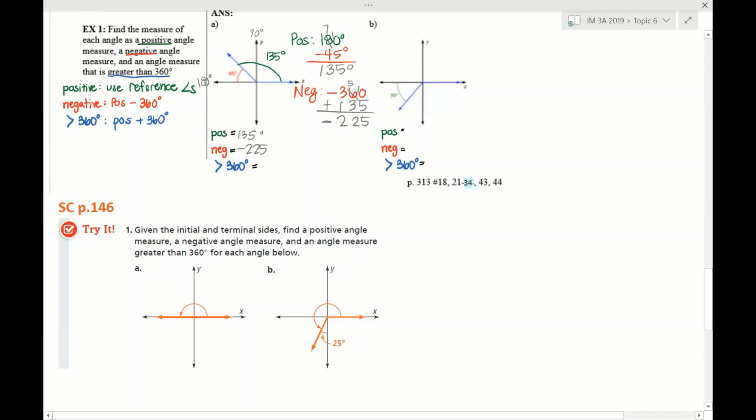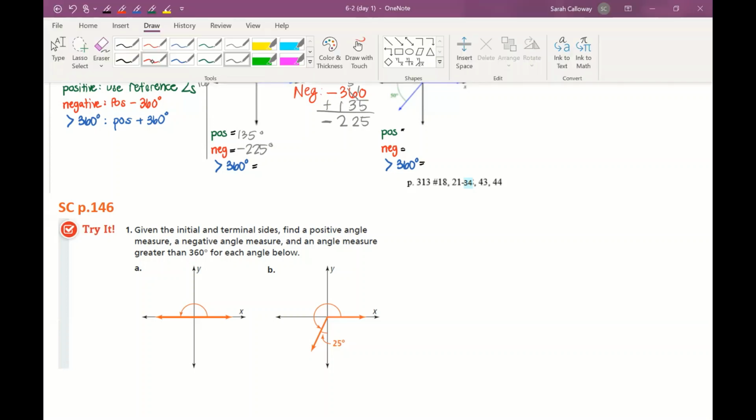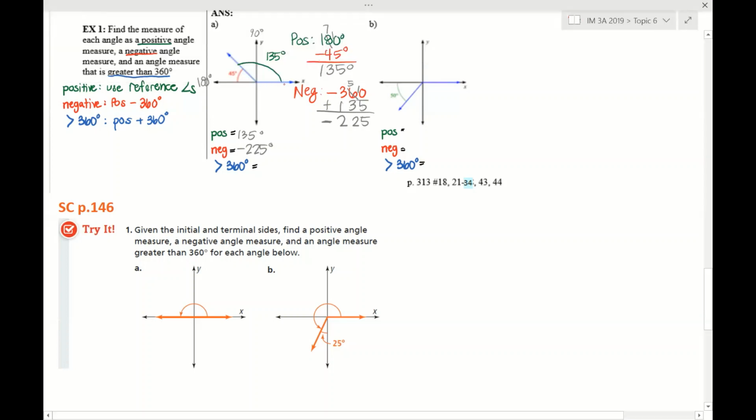225. So remember, our trick to make sure that that's correct is we would take the absolute value, so positive 225 plus 135, and we should get 360. So that's your check to make sure that you got the right answer. Okay, so that means that this guy represents negative 225.